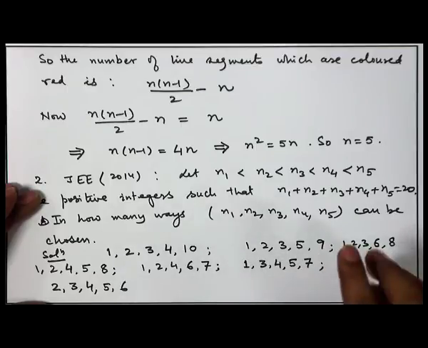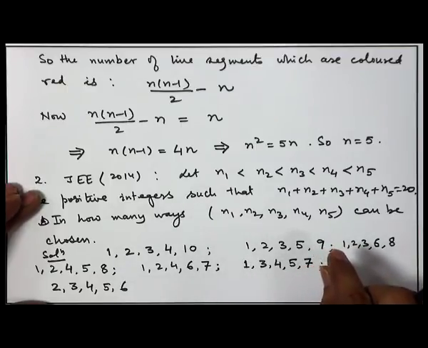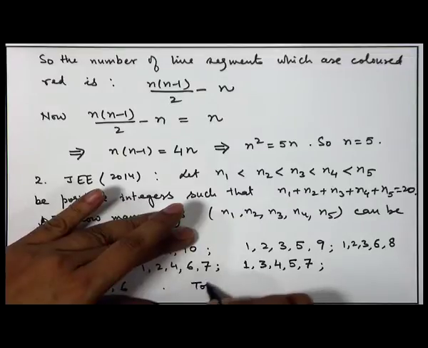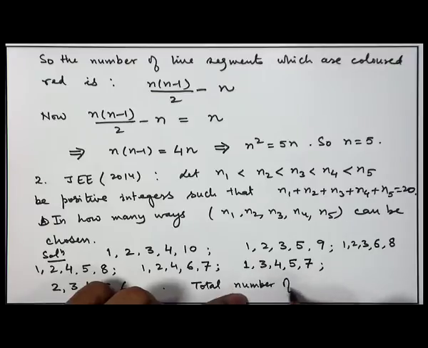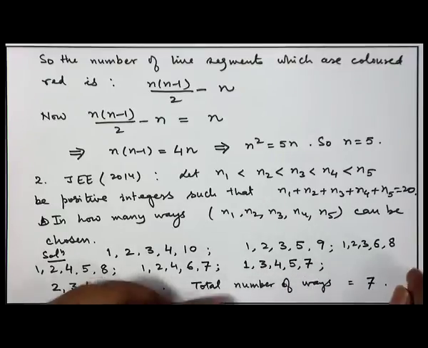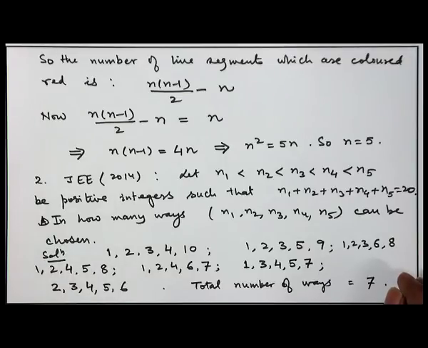in such a way that n1 is less than n2 is less than n3 is less than n4 is less than n5 and the sum of all the integers is equal to 20. So, we have total number of ways that is equal to 7, total 7 arrangements are there.